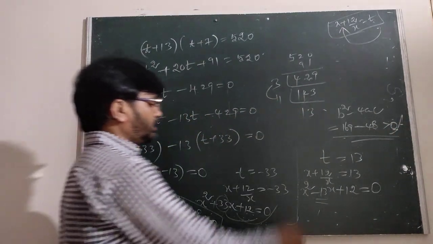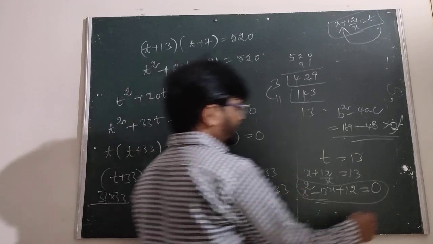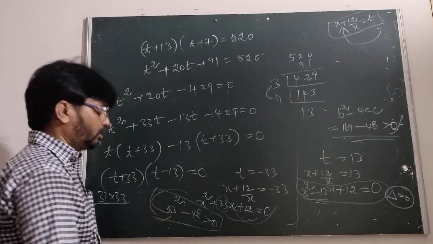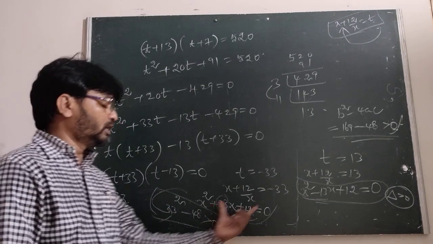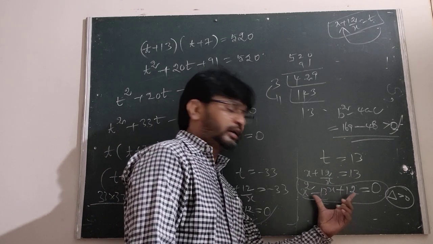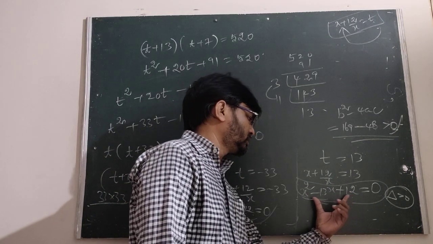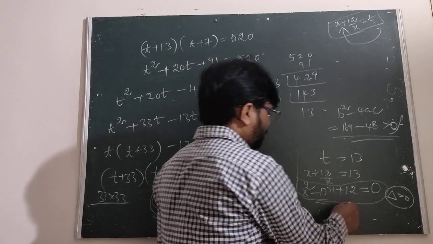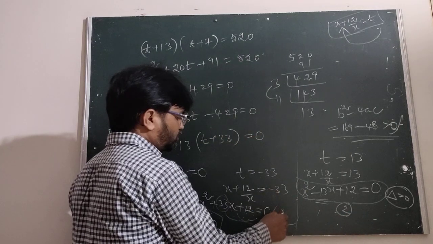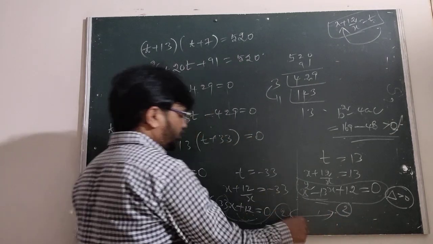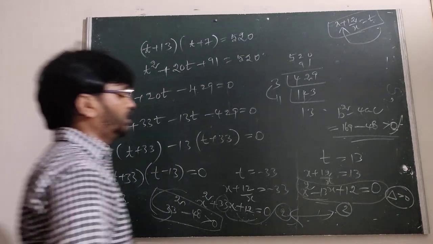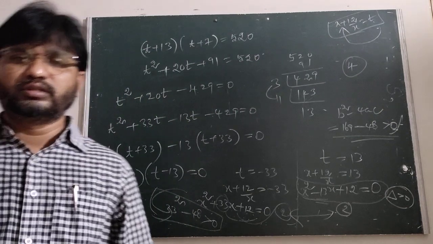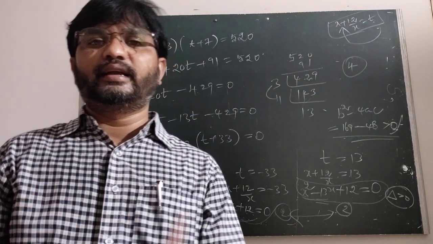Therefore we observed that for the first equation the discriminant is greater than 0, and the other equation also has a discriminant greater than 0. That means each has two real and distinct roots. Totally, the given equation has 4 real and distinct roots.